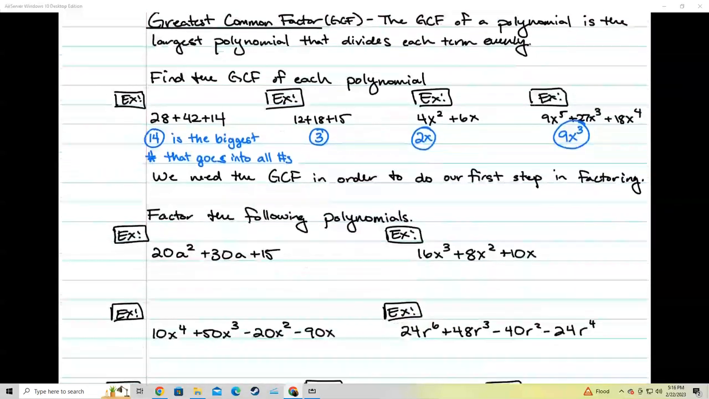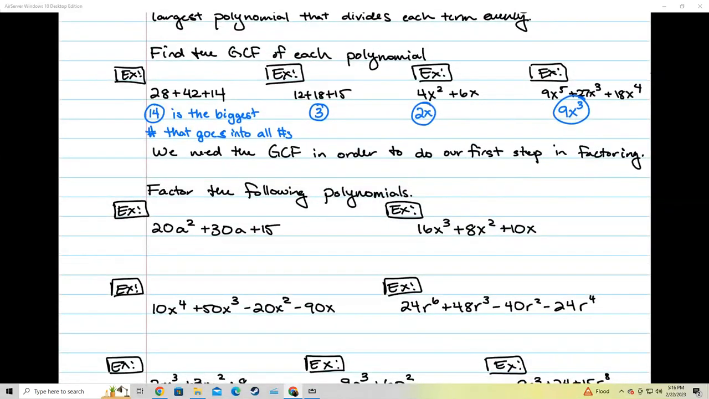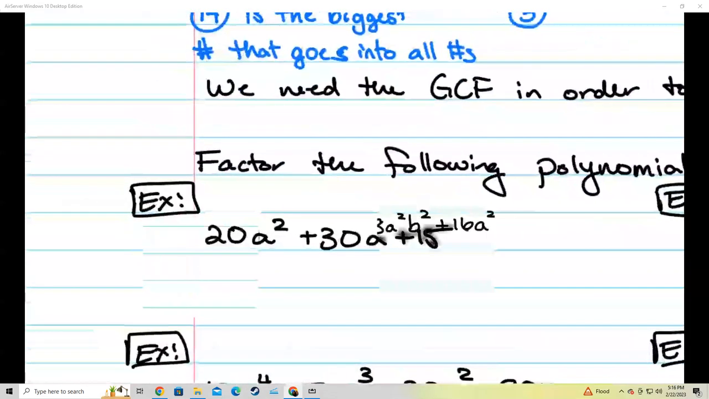Sorry, I'm just trying to make it look so that it doesn't look so crazy. So we're going to factor out the following polynomials. In order for me to do that, I need to find the GCF. So let's take a look at the first one.